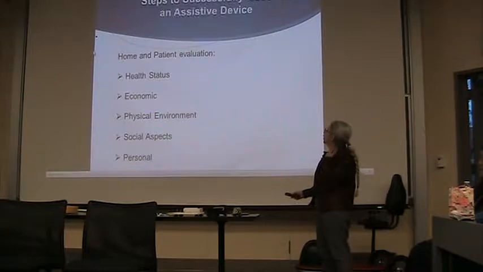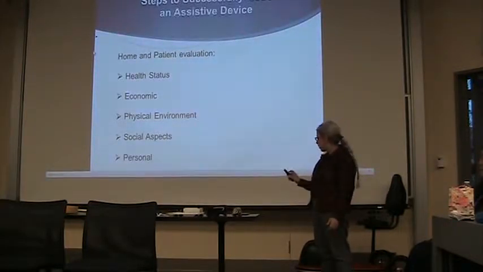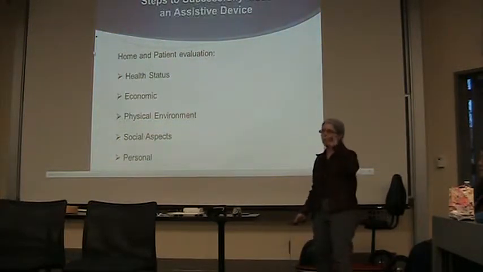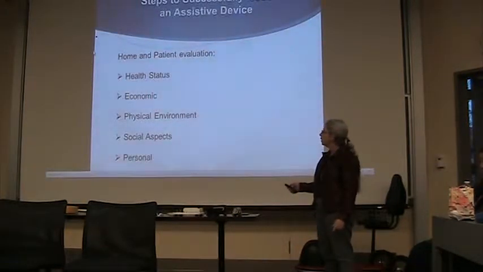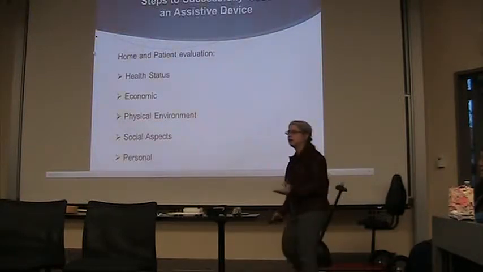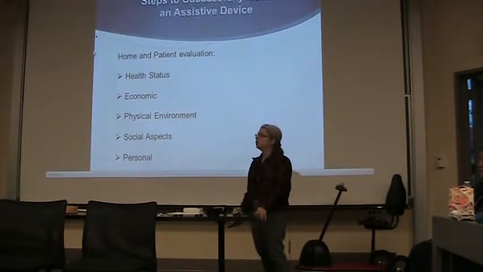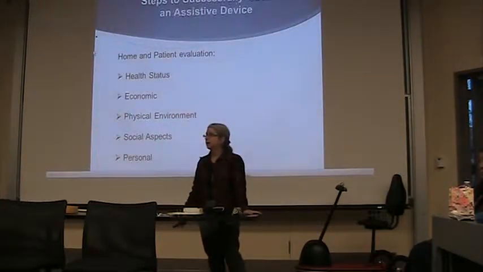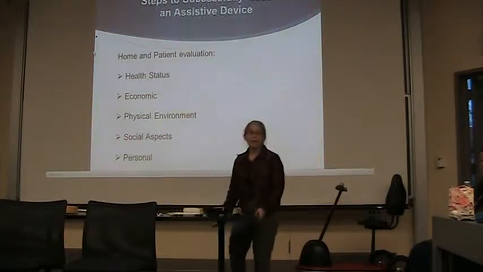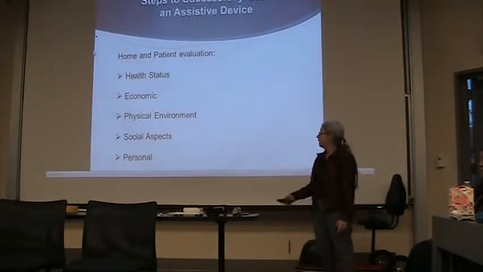Okay, so again, when we go and do a home eval, this is important, okay? Pay attention to the slide. So we need a change. Is the health status of the person changing? Can this person afford it? Will their insurance pay for it? What kind of physical environment? If we're talking about something like grab bars, can they install them in their house? Well, if you are renting an apartment, what do you think your landlord's going to say? Hopefully yes, because of ADA, but not necessarily, okay?